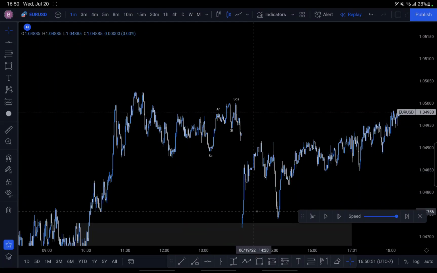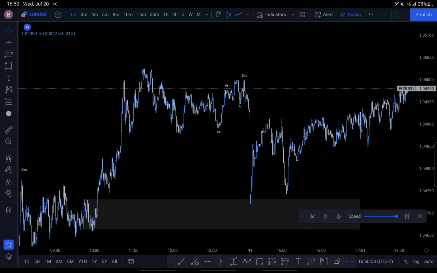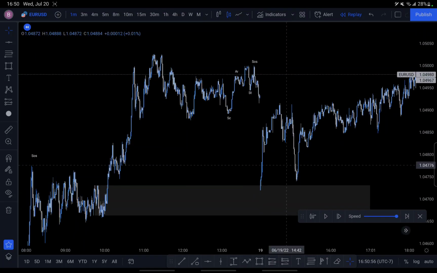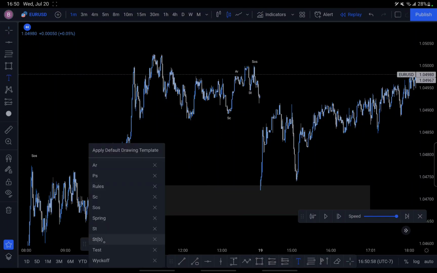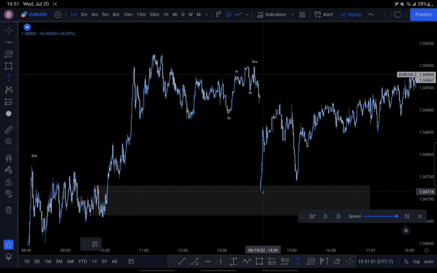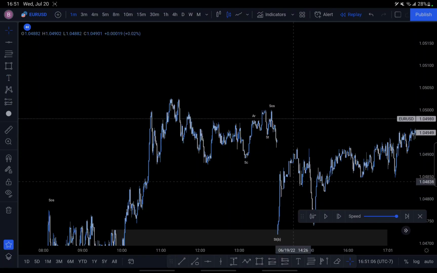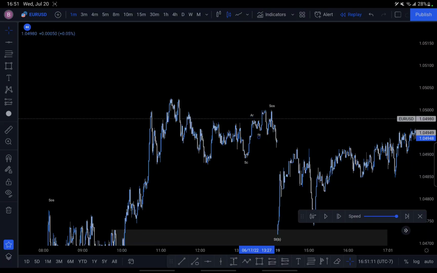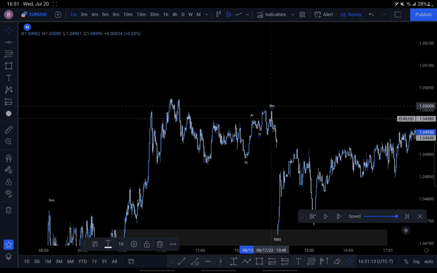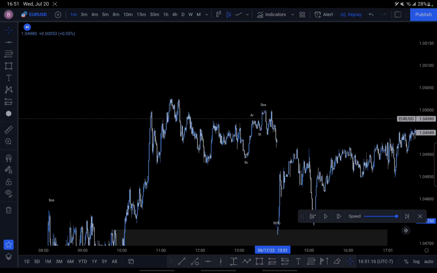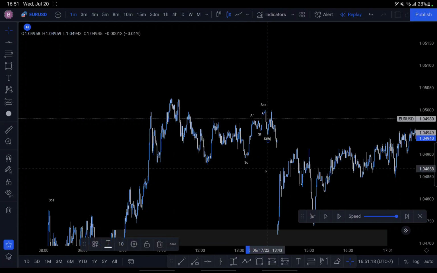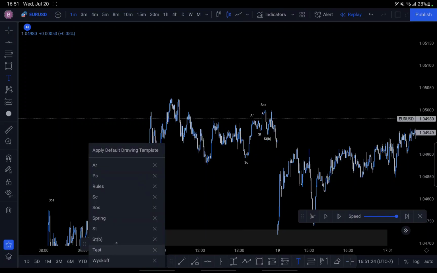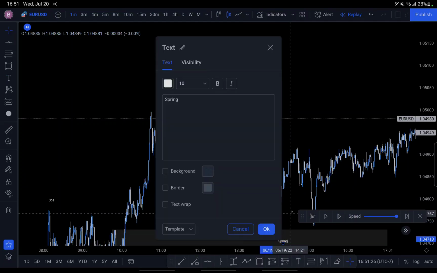Okay, price breaks down hard into our ST in phase B. Or can we do it like this? This is our automatic rally, secondary test, sign of strength, ST in phase B, and then our spring down here.